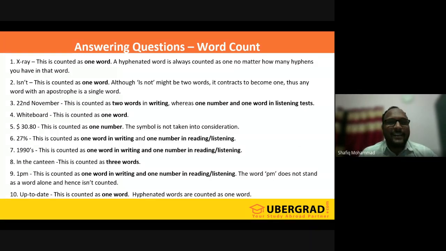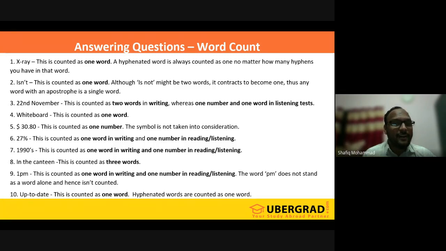So, one word, two words. The question types have instructions like one word, two words, three words, so you need to read the instructions. If it says, for example, two words, the answer can be one word or two words. If it is three words, the answer can be one, two, or three words. Mostly it will match the limit, but it can be one or two words also if the instruction is three words.